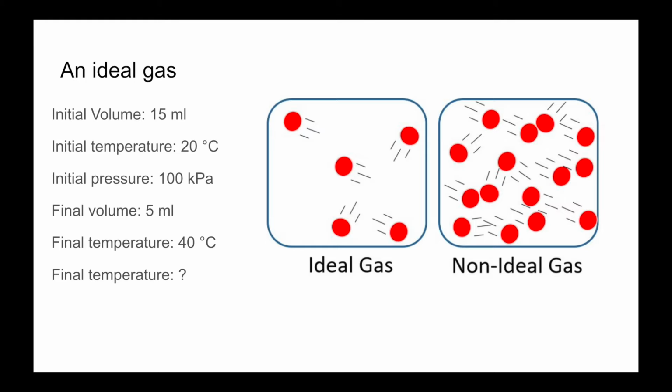An ideal gas has a volume of 15 milliliters, a temperature of 20 degrees Celsius, and a pressure of 100 kilopascal. The volume of the gas is reduced to 5 milliliters and the temperature is raised to 40 degrees Celsius. What is the new pressure of the gas?